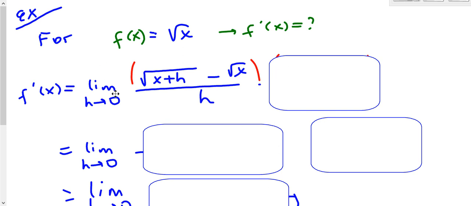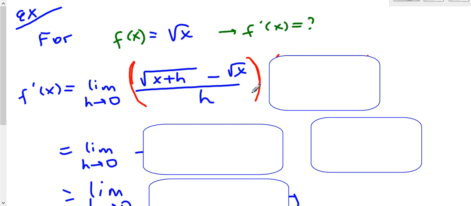Now, how would you take a limit like this? If you plug in a 0 right away, you have root x minus root x, which is 0, over the bottom, which is 0, indeterminate form, right? So this is precisely the situation where we learned in the last section, you have to get rid of the indeterminate form. If you could factor, you would, but this is not something that you could factor.